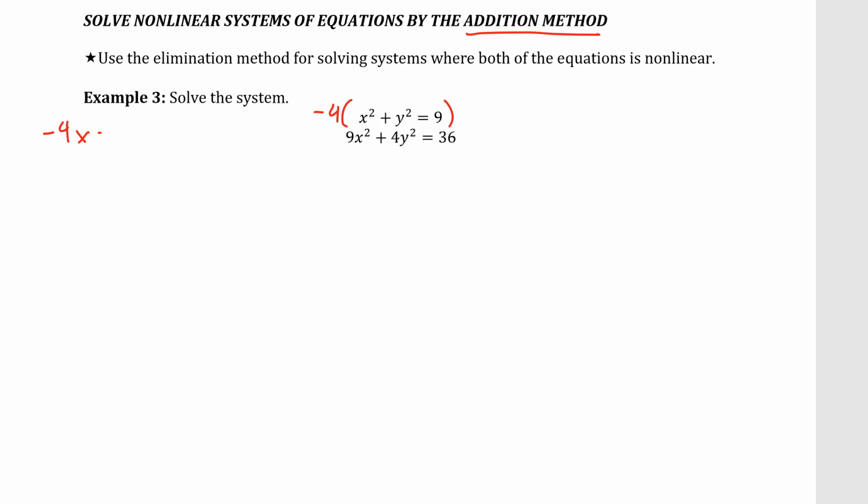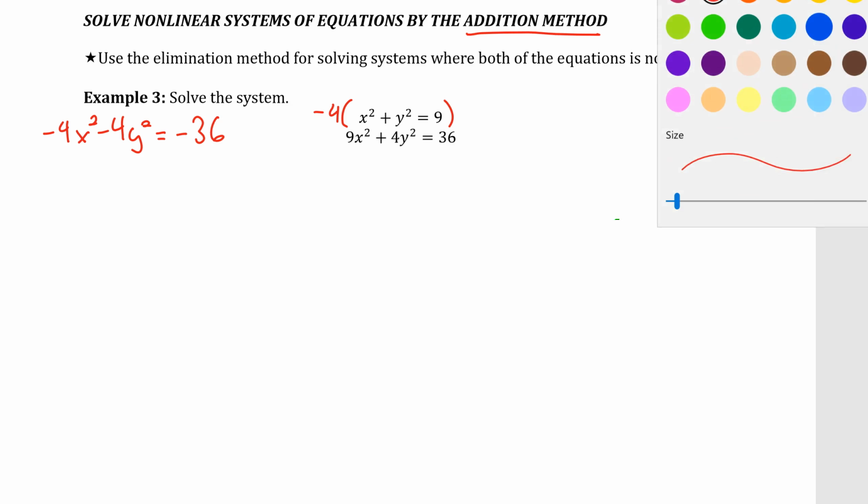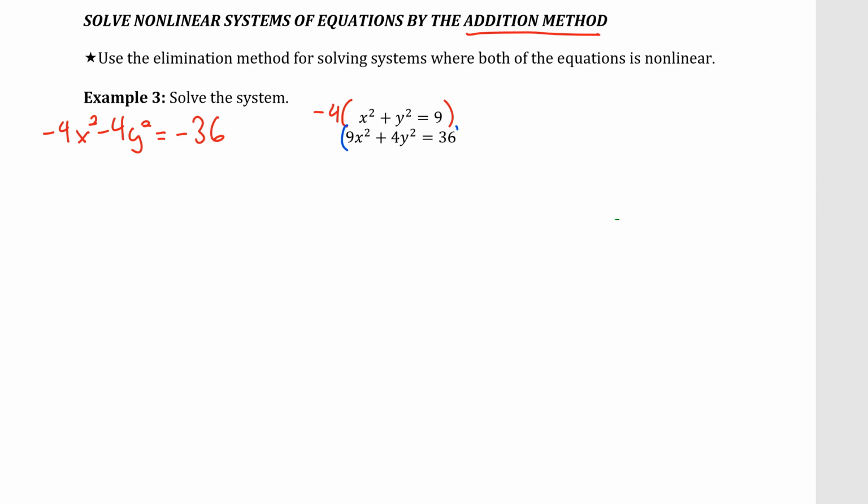So that'll give me negative 4x squared minus 4y squared equals negative 36. I'm going to copy down my second one because all I have to do is multiply that second equation by 1. So that's 9x squared plus 4y squared is equal to 36. And I'm going to combine these two. Now notice my y squares cancel out. Oh, my 36's cancel out as well. So that leaves me with a 0.